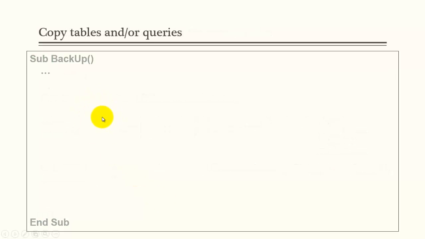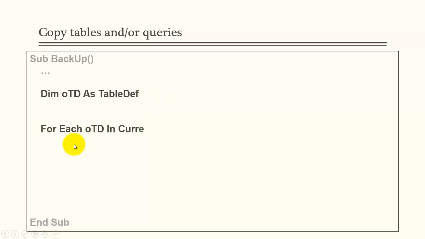Copy the tables and or the queries in that same sub. So we keep going. I declare an object type variable of the table definition type. You maybe also want to do one of the query definition type. I will not do that, but it's the same idea. We loop with a For Each loop through all the table definitions in the current database, or all the query definitions in the current database. We use that OTD variable. It does that automatically in a For Each loop. It starts at the first one and it ends automatically at the last table definition.